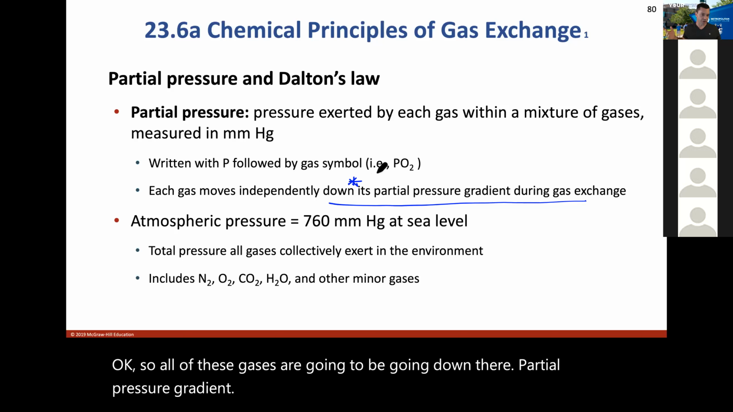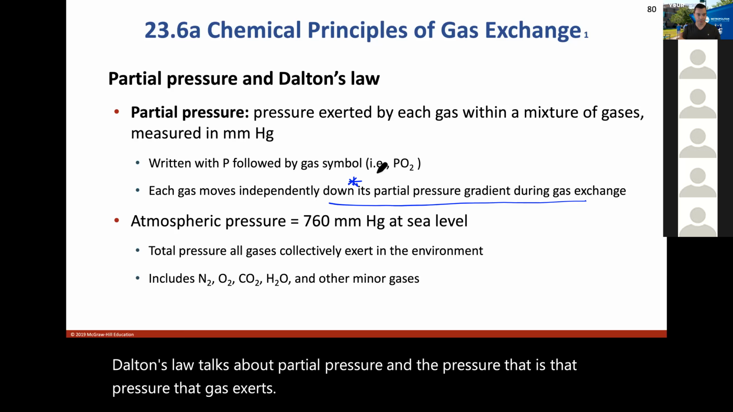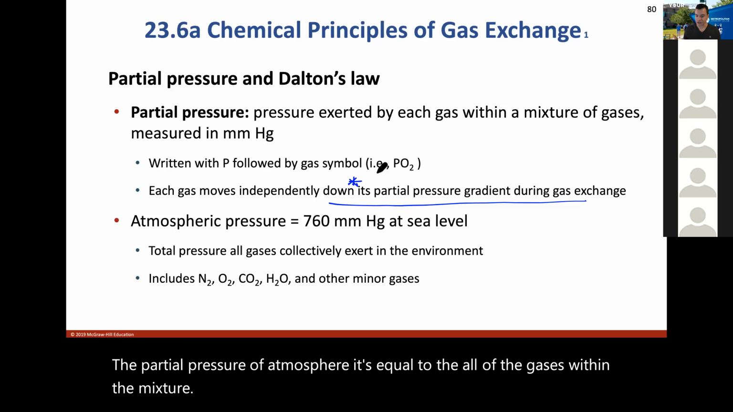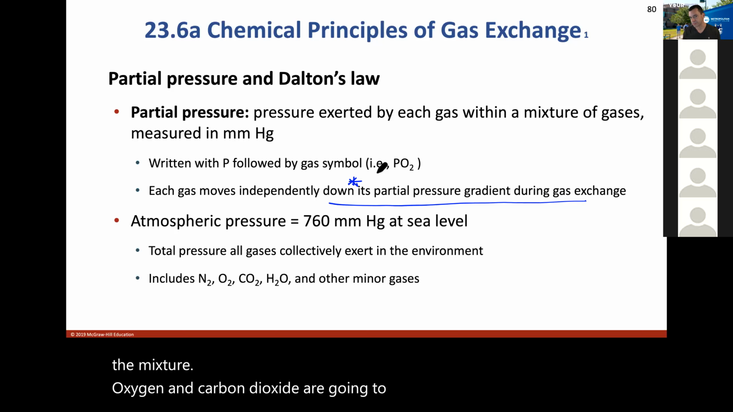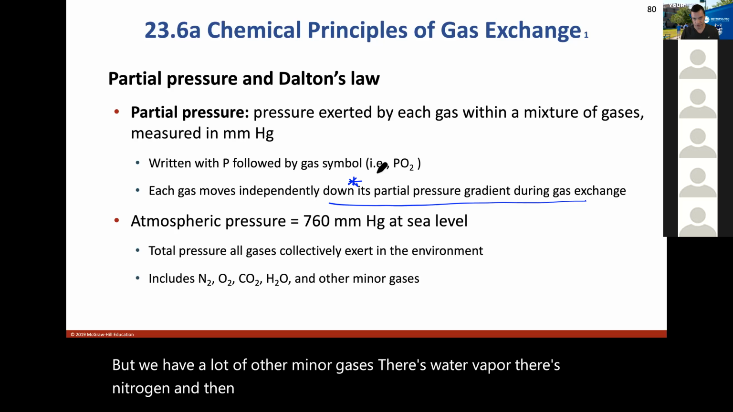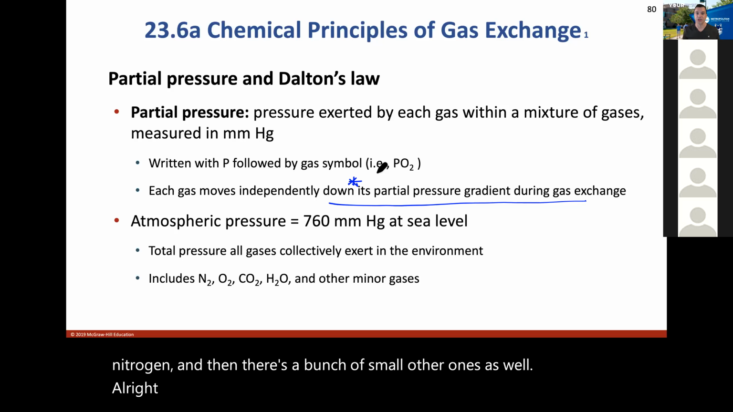Dalton's law talks about partial pressure and the pressure that gas exerts on a membrane. When we look at the partial pressure of atmosphere, it's equal to all of the gases within the mixture. Oxygen and carbon dioxide are going to be the primary ones. But we have a lot of other minor gases. There's water vapor, there's nitrogen, and then there's a bunch of small other ones as well. All right. Totality together, all of that equals 100%. All of that equals 760.